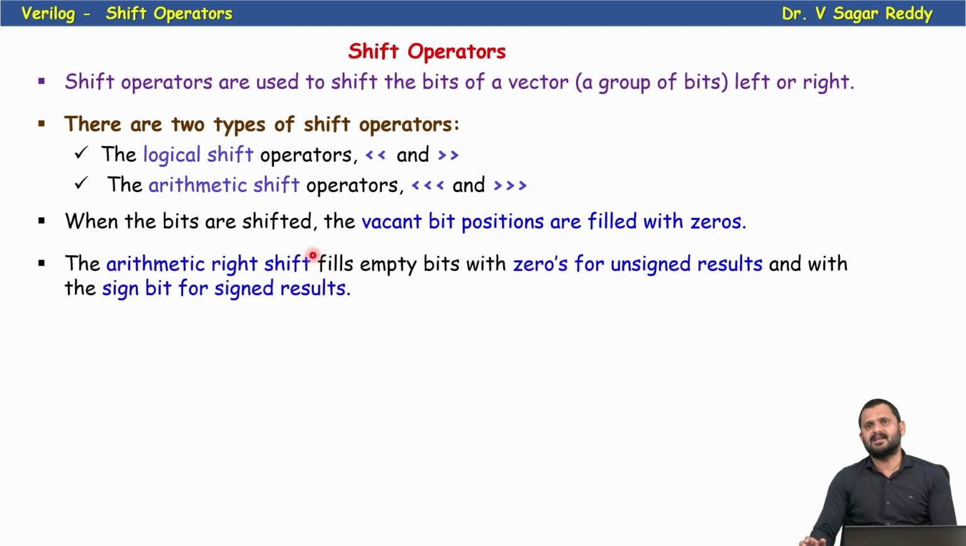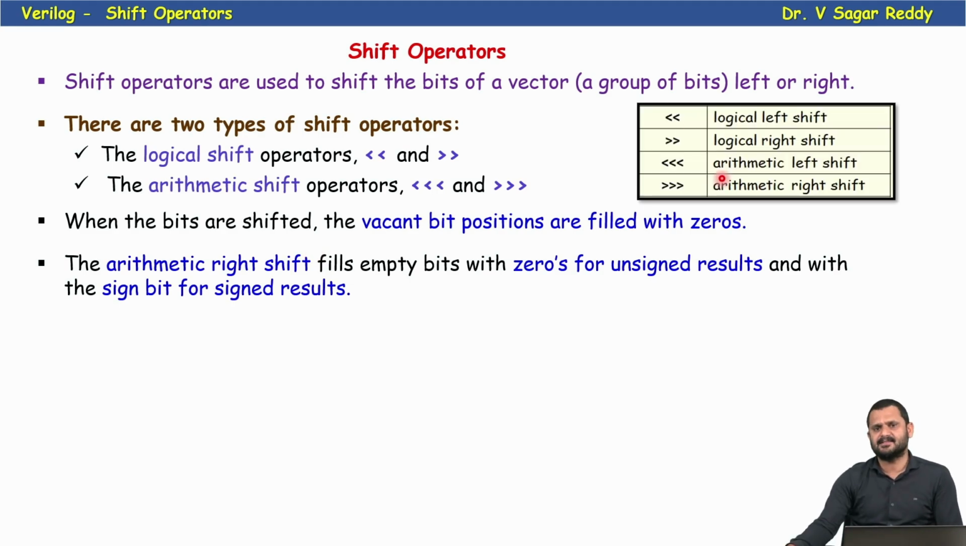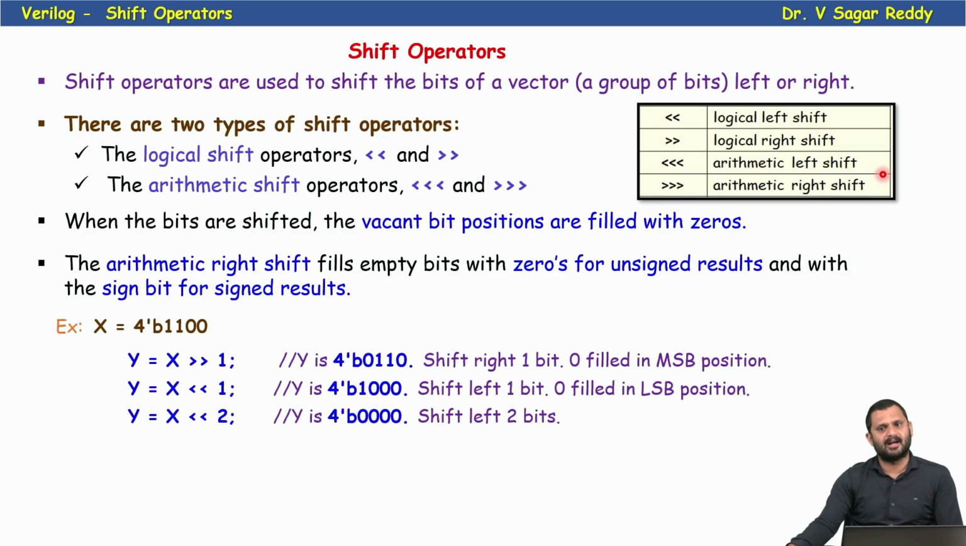Whereas the arithmetic right shift operation fills empty bits with zeros for unsigned results, and with the sign bit for signed results. Clear? So after shifting right in the case of arithmetic operation, the empty position is filled with the sign bit only. If it is unsigned, we fill with 0. If it is a signed number and the MSB is 1, we should extend that sign bit in the case of arithmetic right shift. These are the various shift operators: logical left shift, logical right shift, arithmetic left shift, arithmetic right shift.